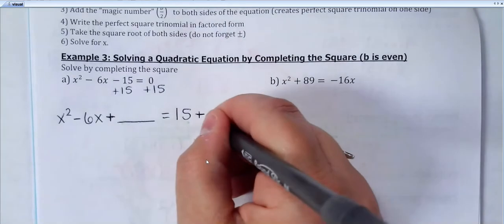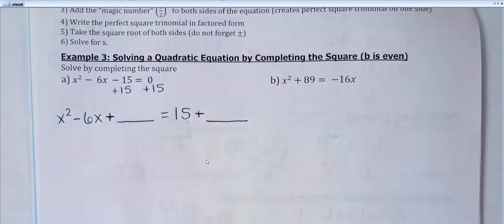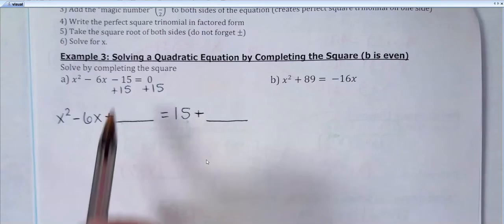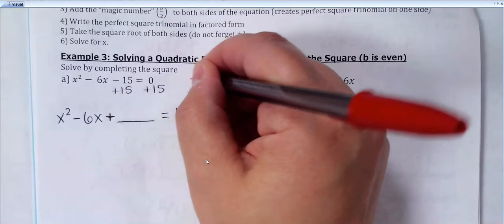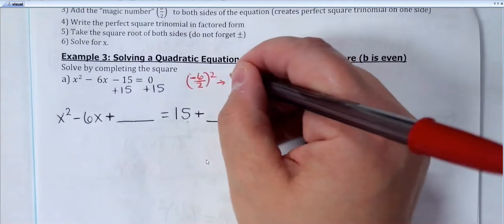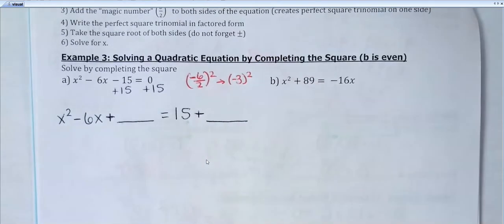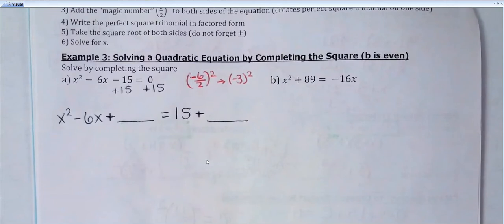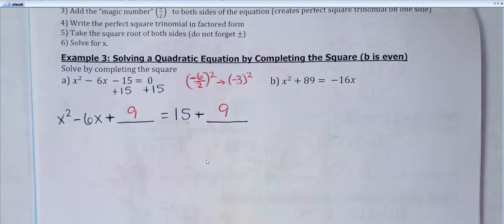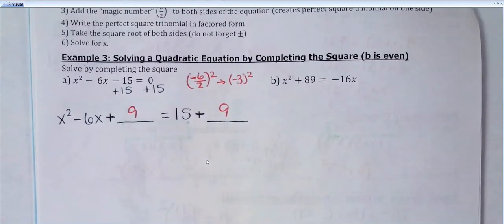So when I complete the square, I'm going to do that on the left. On the right, I'm going to have to add that number to the other side as well. Okay, here's the deal. You're going to take your b value, for this question it's -6, divided by 2, squared. For that problem, it'd be -3 squared. That'll complete my square. So what number am I going to add to both sides? 9.